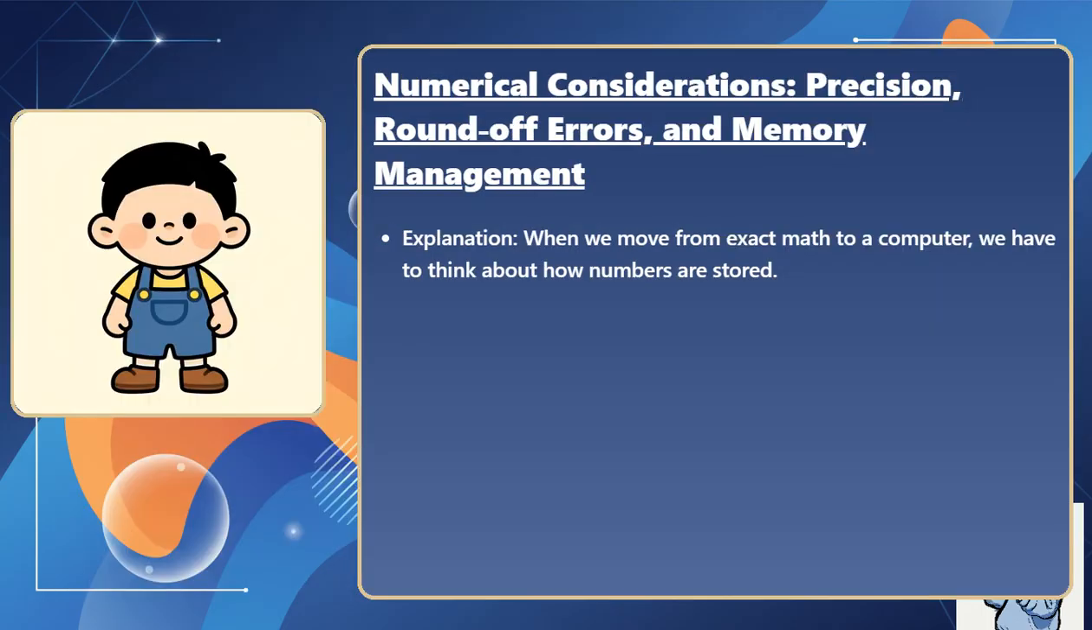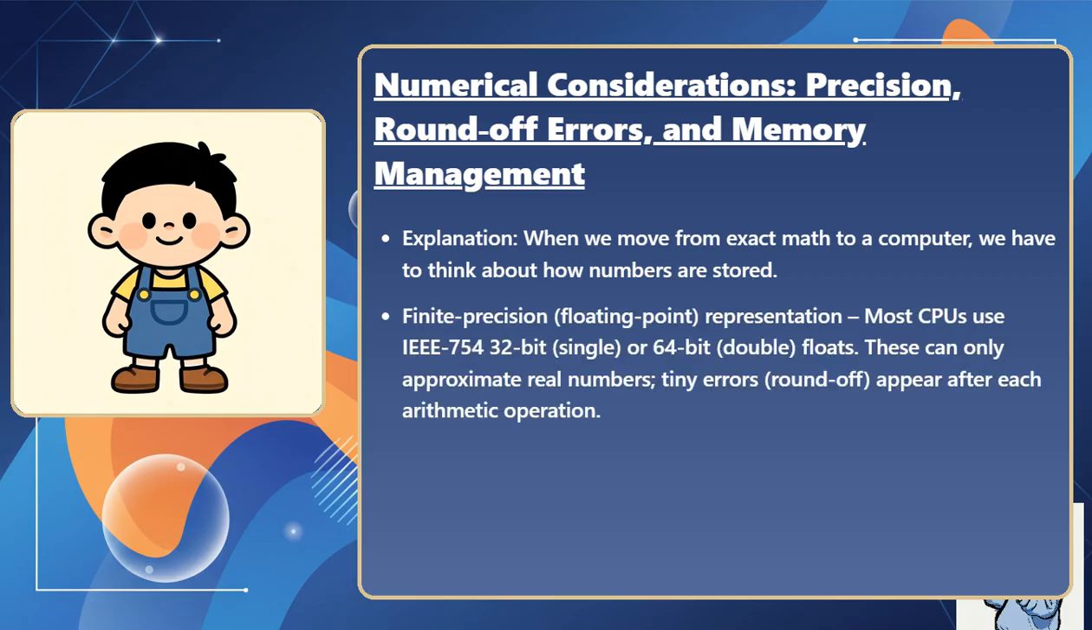Explanation: when we move from exact math to a computer, we have to think about how numbers are stored. Finite precision floating point representation: most CPUs use IEEE 754 32-bit single or 64-bit double floats. These can only approximate real numbers. Tiny round-off errors appear after each arithmetic operation.